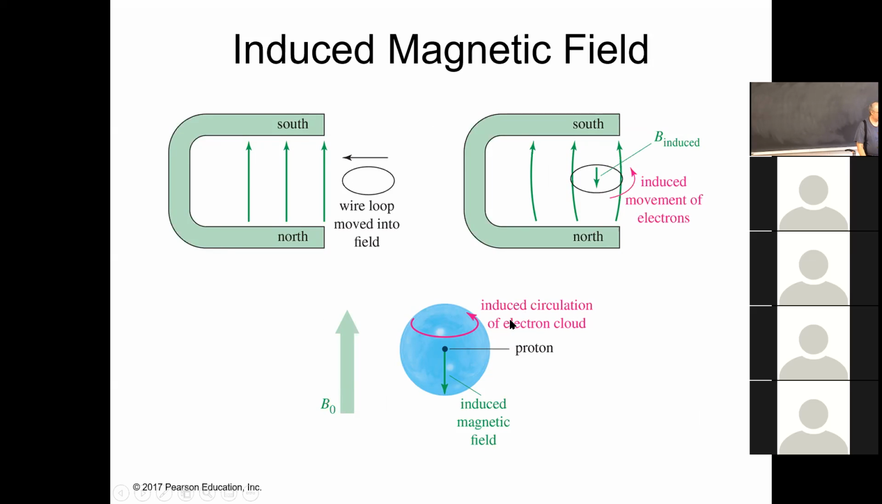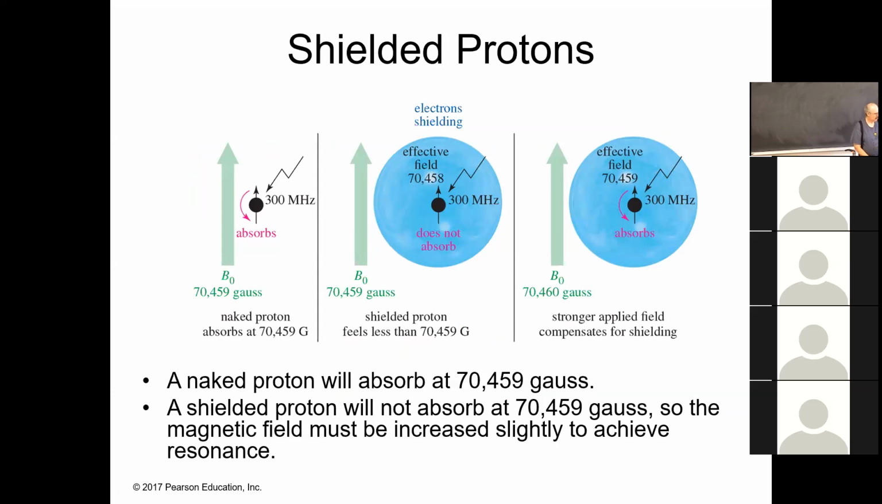Right, so we have an induced circulation of the electron cloud. This can be thought of like having a wire loop in the magnetic field. If we had a naked proton, no electrons, at 300 megahertz, and a magnetic field of 70,459 Gauss, we would have absorption, we would have resonance, we'd have spin flipping.